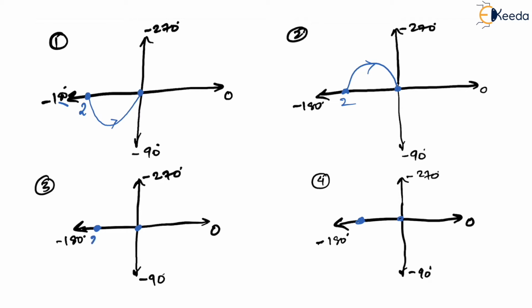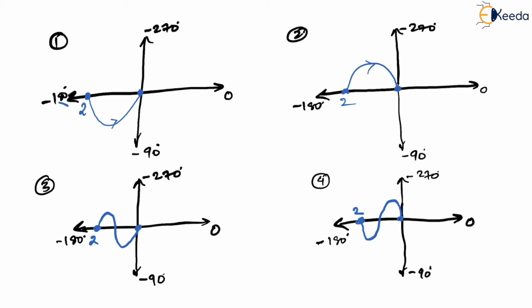Or it can also move like this, or it can also move like this. Is that correct? Yes, this can happen. Definitely this can happen. Now we need to check whether it is perfect or not. So for that, let us start with the third and fourth case.